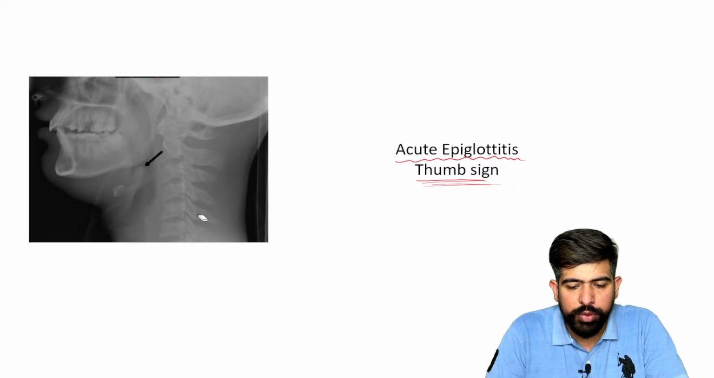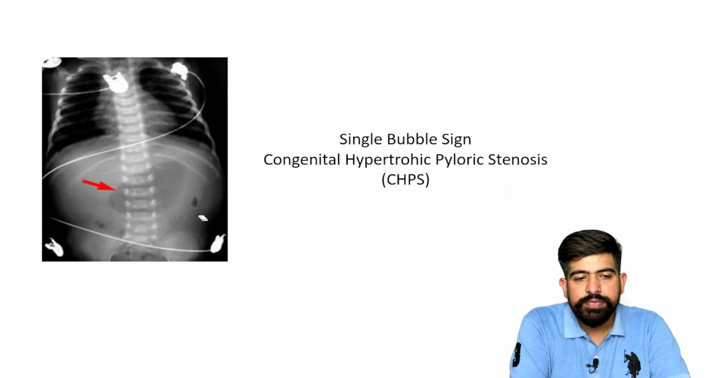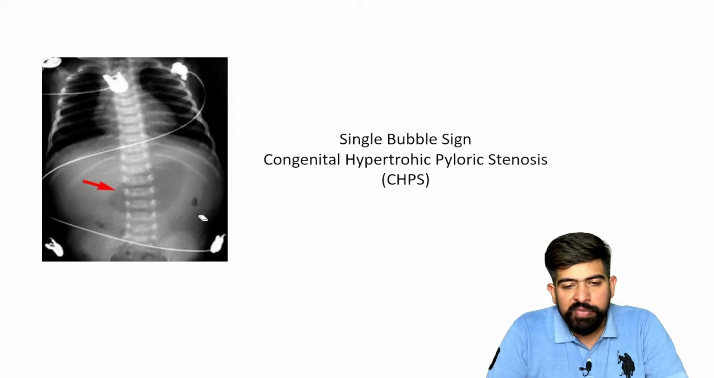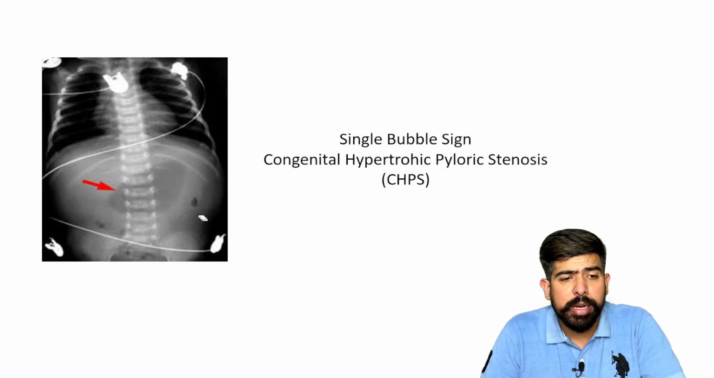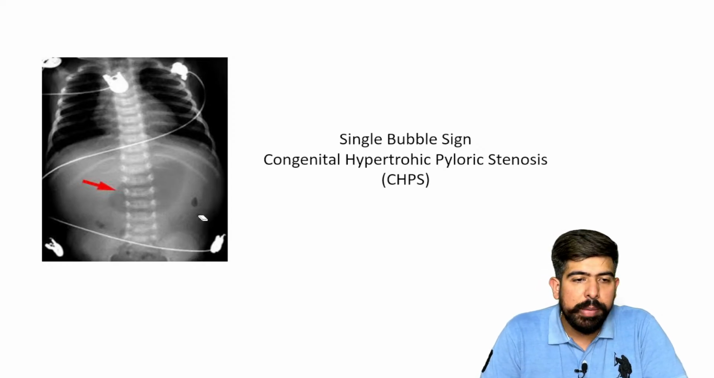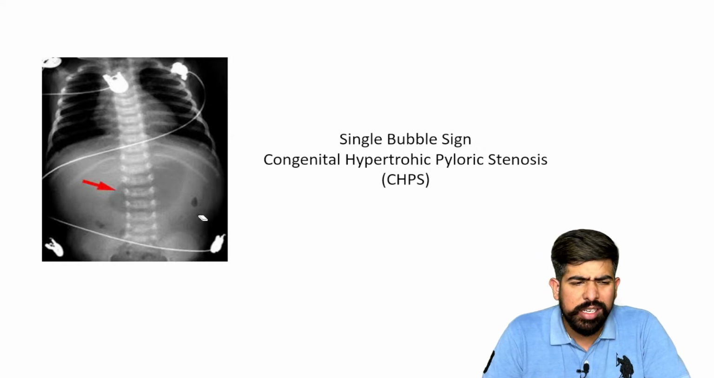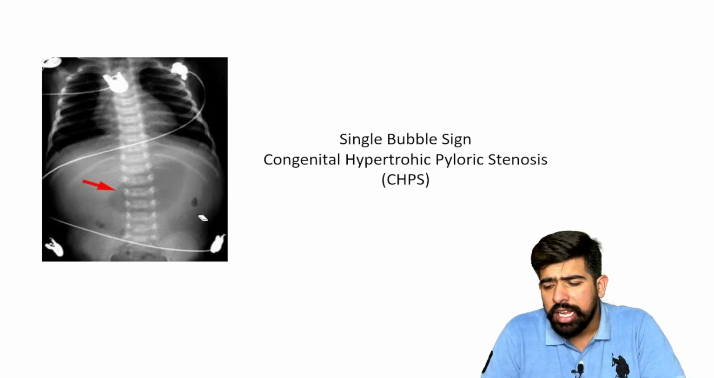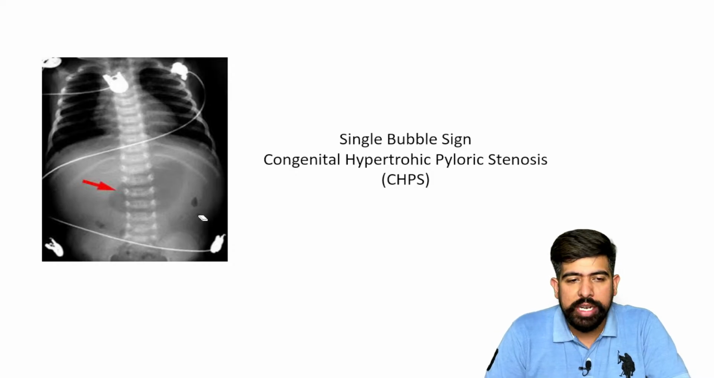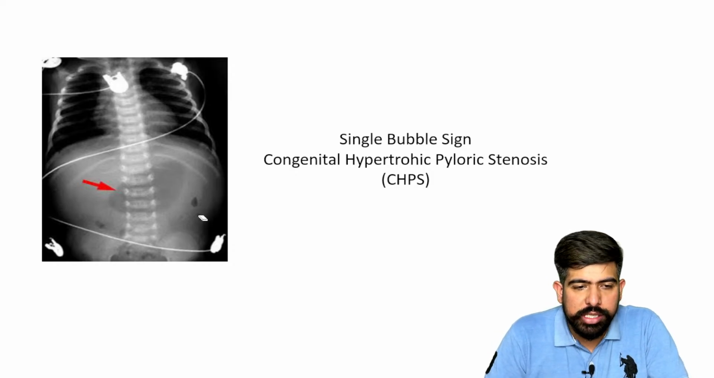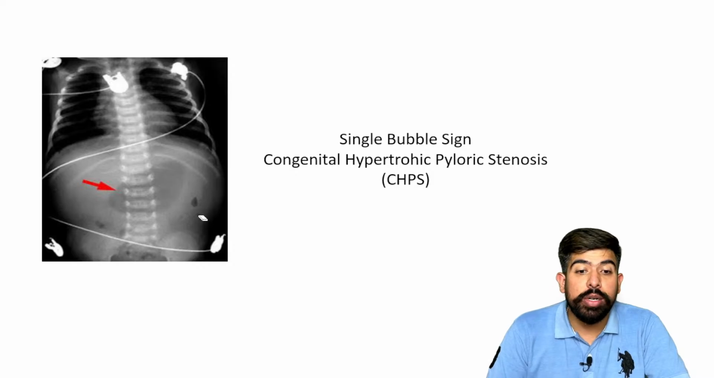Moving forward, the next one is again from the abdomen. And what is this, guys? Please remember there are three types of bubble signs. One is the single bubble sign, the second is the double bubble sign, and the third is the triple bubble sign, right? Sometimes they give you these bubble signs to try to confuse you, so don't be confused, just look at this and try to understand it.